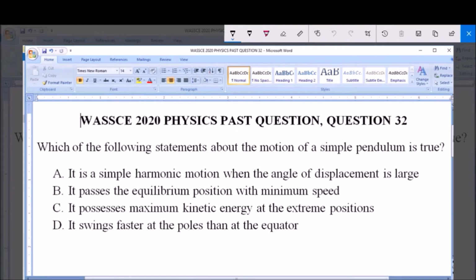So we are asked to pick an option which is true about the motion of a simple pendulum. Now, I want you to know that a simple pendulum actually exhibits a simple harmonic motion. It exhibits a simple harmonic motion, that's SHM.